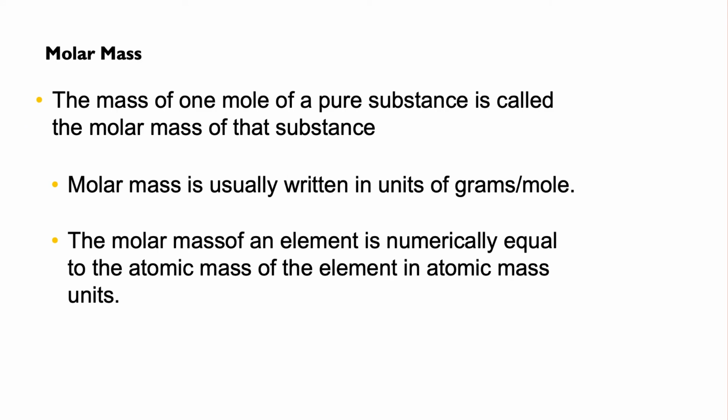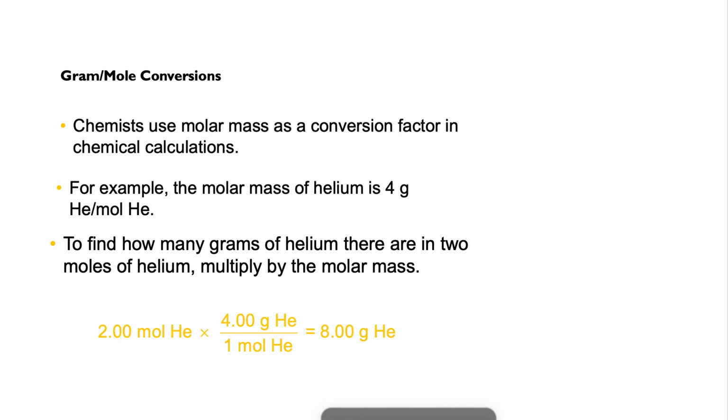So, now molar mass. The mass of 1 mole of a pure substance is called the molar mass of that substance. Molar mass is usually written in units of grams per mole. The molar mass of an element is numerically equal to the atomic mass of the element in atomic mass units. So chemists use molar mass as a conversion factor in chemical calculations.